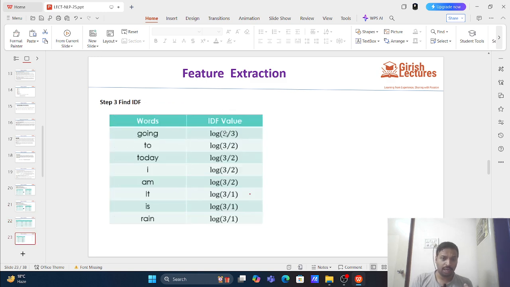So if you check, all the numerators are 3. That means the total number of documents we are about to consider will be your numerator, and the number of documents a particular word has appeared in will be your denominator. Okay, that will be your inverse document frequency value.